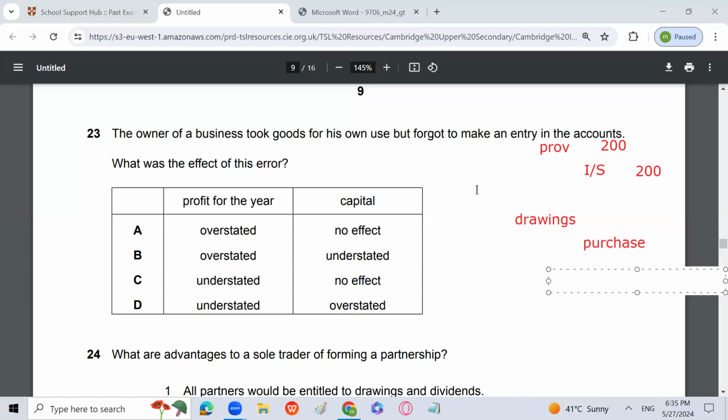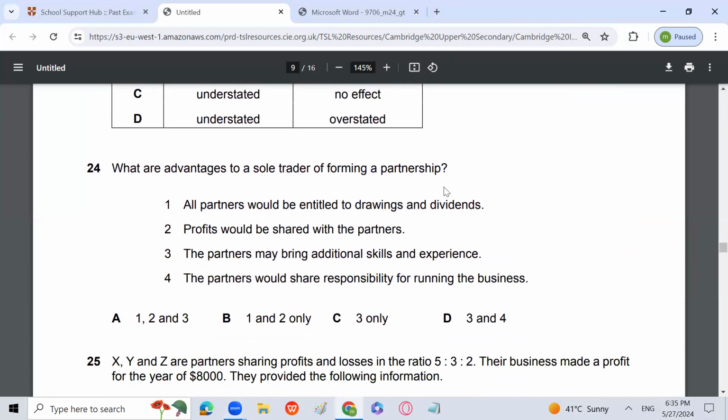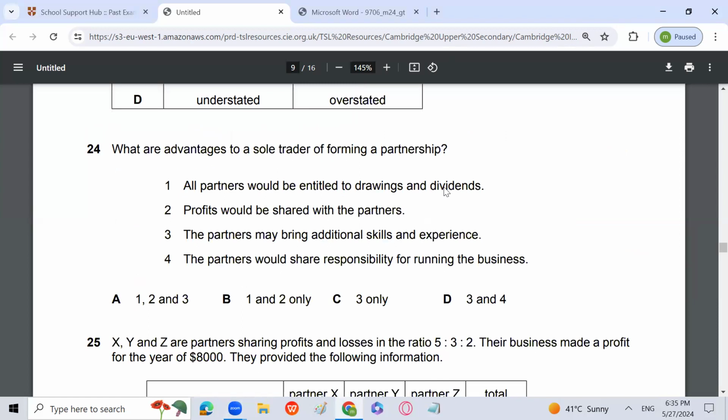What are the advantages to a sole trader of forming a partnership? All partners would be entitled to drawings and dividends. No. Profit would be shared with partners. The partners may bring additional skills and experience. The partner would share responsibility for running the business. Right. 3 and 4 is the answer.